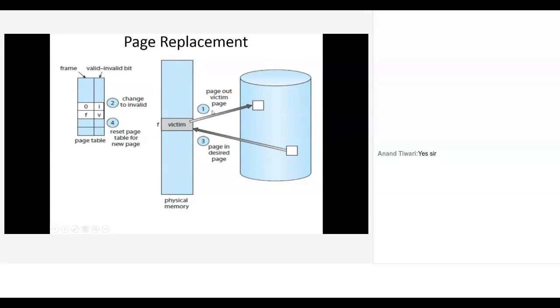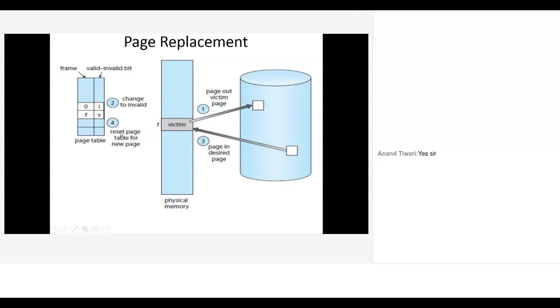So the first step is to page out the victim page. Means the victim page you have selected, you have to throw it into the backing store, and then change that frame value from valid to invalid. Now you have put that frame value as invalid, meaning this frame is not there in the physical memory. And the third step is page in the desired page: the page you require from the hard disk will be brought into the main memory, right?